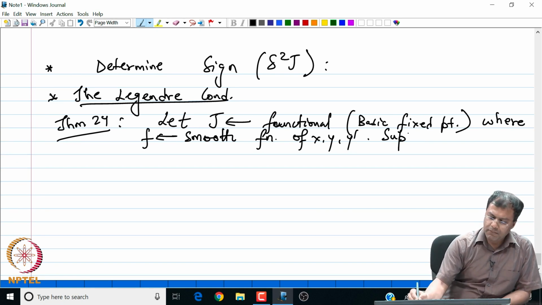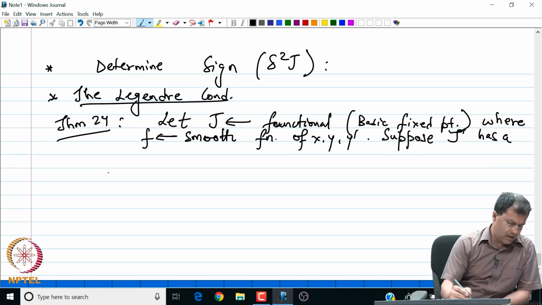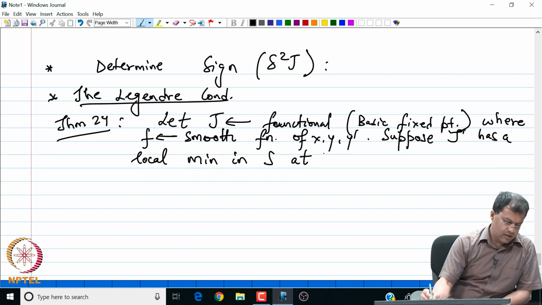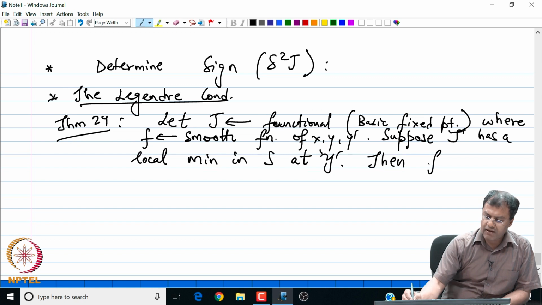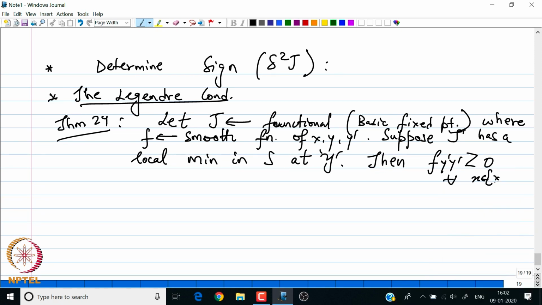Suppose j has a local minimum in S at y, then the result says that f of y prime y prime must be non-negative for all x in the interval under consideration. So, this is the crucial quantity whose sign needs to be checked to determine whether we have found a local minimum or not.